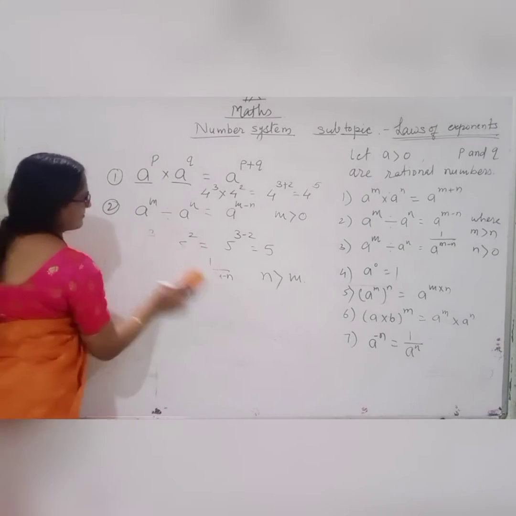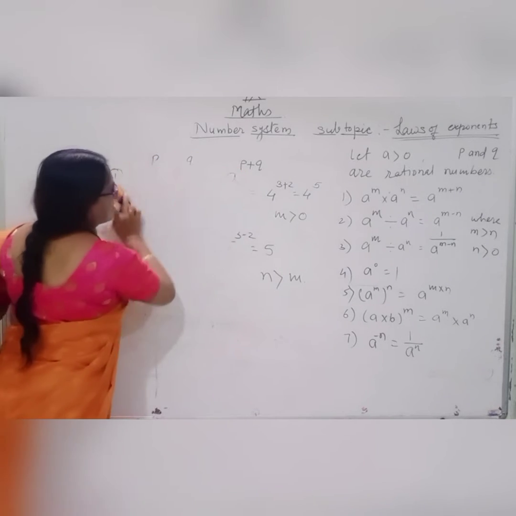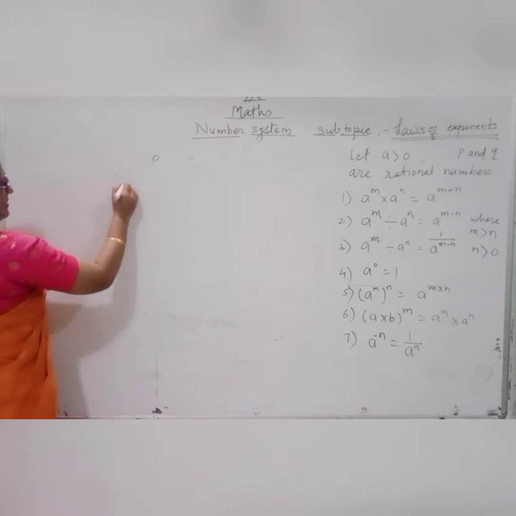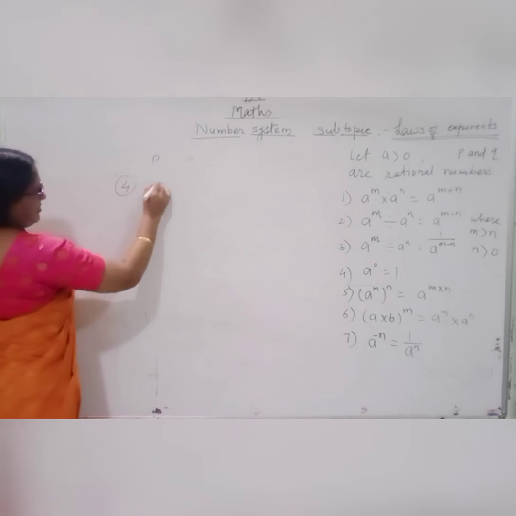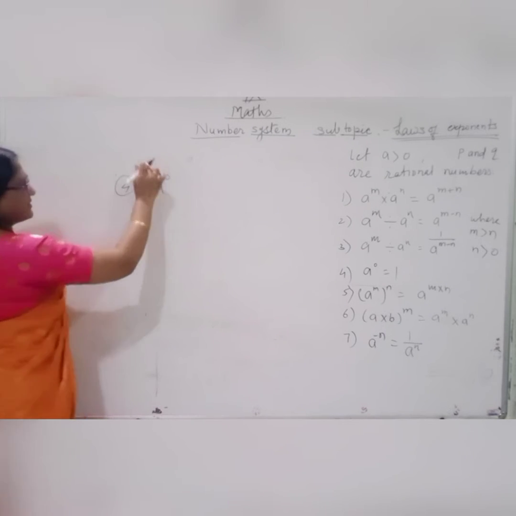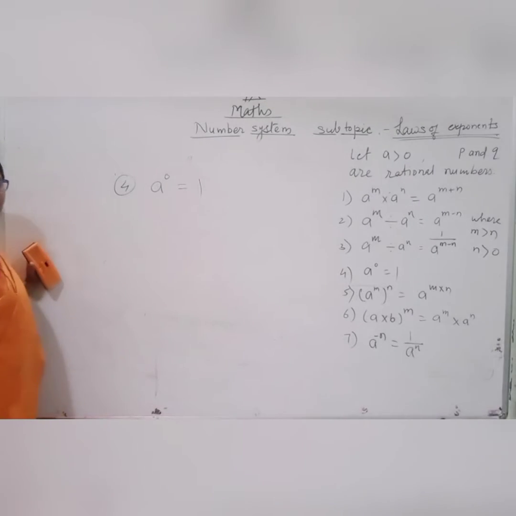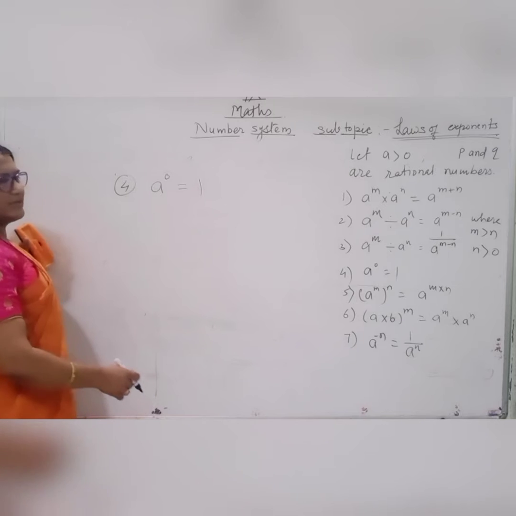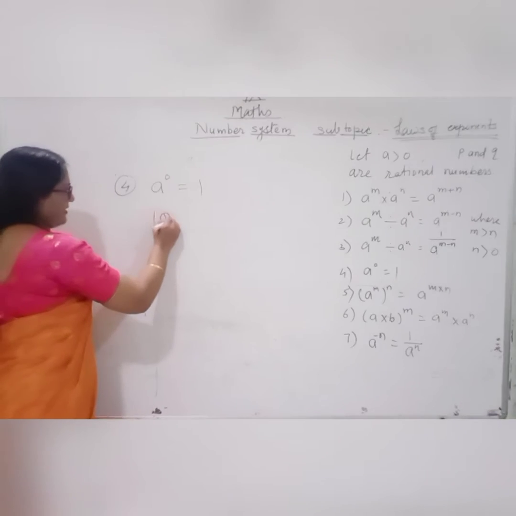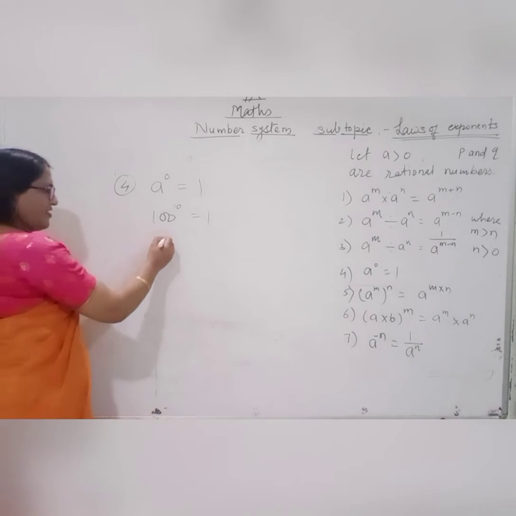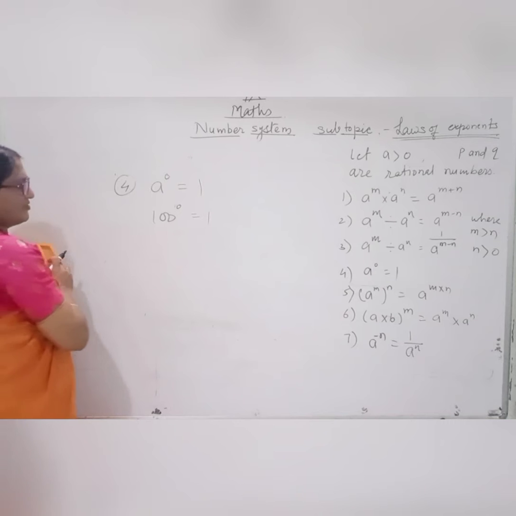Okay, next is, if the power of any number is 0, then the answer is always 1. If a raised to the power 0, that is, answer is 1. 100 raised to the power 0, answer is 1. 1000 raised to the power 0, answer is 1. 5 raised to the power 0, answer is 1.